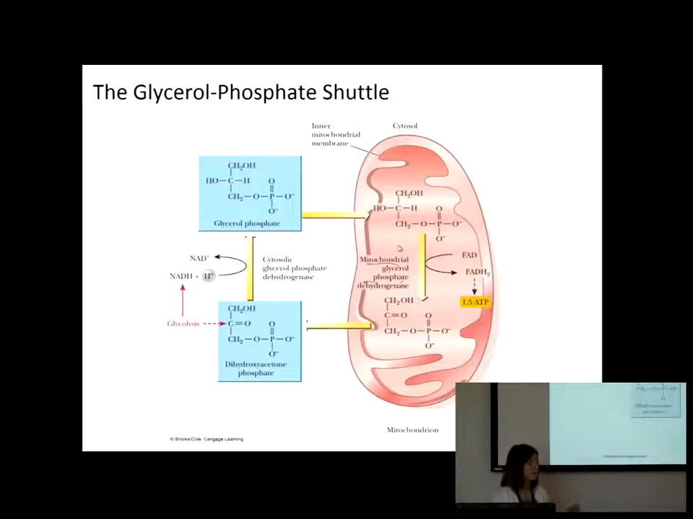So all you have to remember for the glycerol-phosphate shuttle is the name, glycerol-phosphate shuttle, right? And that it starts out with the glycolysis NADH. Those electrons get passed to the name, glycerol-phosphate. Glycerol-phosphate can make it through both membranes. And then once glycerol-phosphate's in the matrix, it passes it to FADH2. That's what I want you to remember.